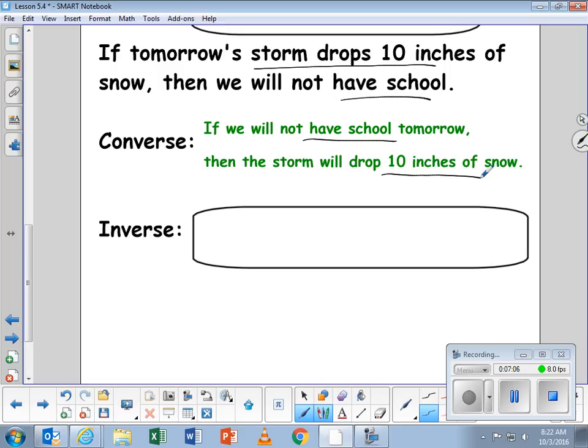I'd like you to take a minute. I'm going to pause this. I want you to talk in your group about what you think the inverse is. Go ahead. Okay, we're back here. Nick, what did your group say? What's the inverse of this statement?